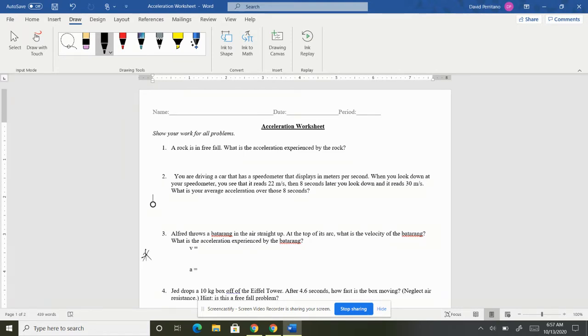So far, we've had three main acceleration equations. And we're going to look at using those today, and I'm going to help you out with a few of the problems on this worksheet so everybody's got a place to start. First of all, I'd like to write down the equations that we have.